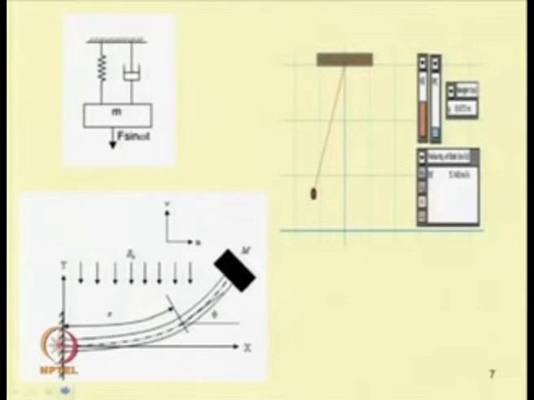So, let us first consider the spring mass damper systems. In the spring mass damper systems, considering the systems without damping, one can write the equation of motion of the systems. Let us take the systems without damping. So, that is a spring and mass, and let us take the spring to be nonlinear.